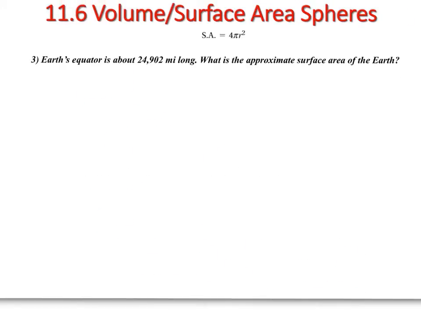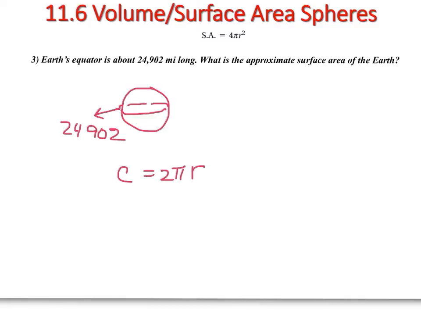In this problem, Earth's equator is about 24,902 miles long. What's the approximate surface area of the Earth? So if that's the equator, if we draw a picture of this, okay, so we have a sphere, then the equator is that whole distance around the ball, 24,902. So that's really like a circumference. And just like a circle, circumference equals 2 pi r. So the circumference here is 24,902, so plugging that in, and that's equal to 2 pi r.